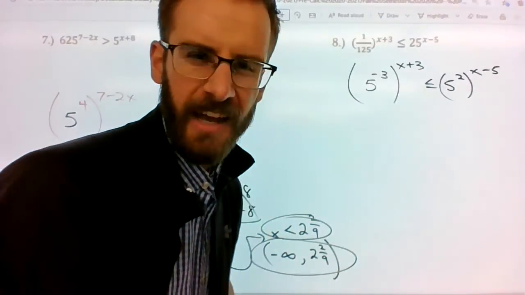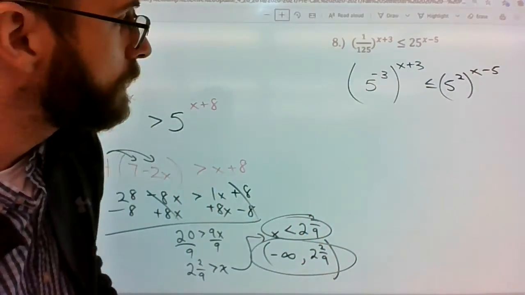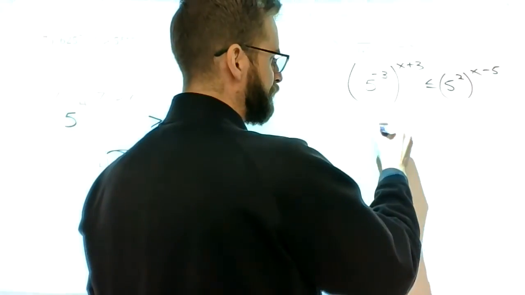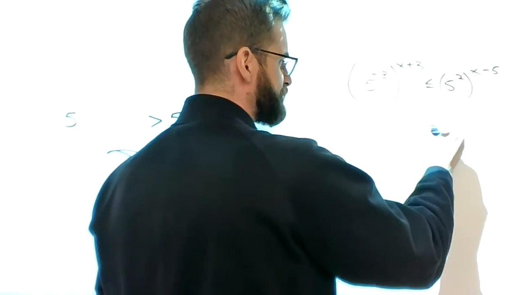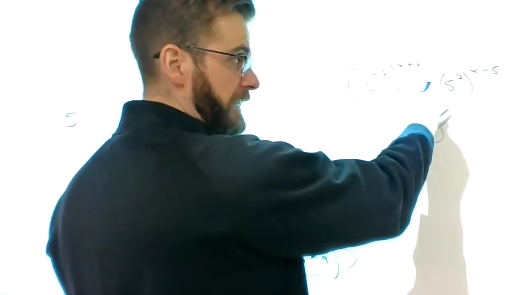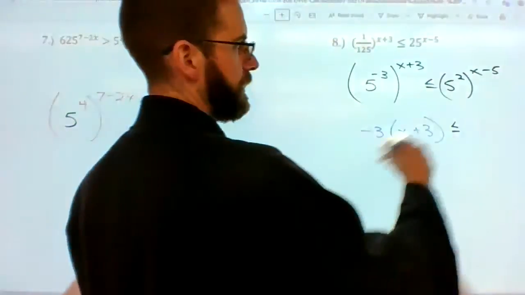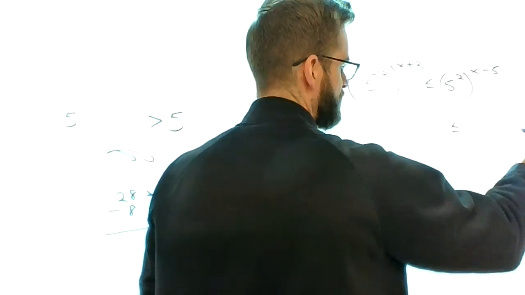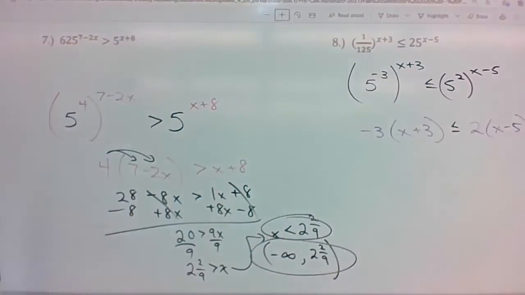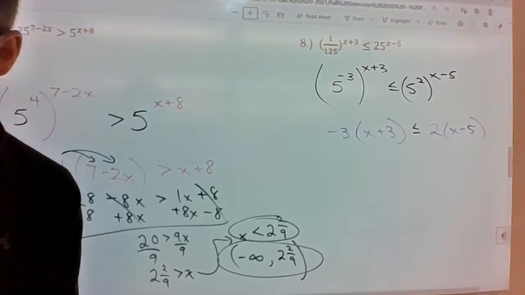Kind of like the way that sounds. Take that to the x minus 5 power. And then you got negative 3 times x plus 3. Power to a power means multiply. Still less than or equal to 2 times x minus 5. Make sure you can see the whole thing.